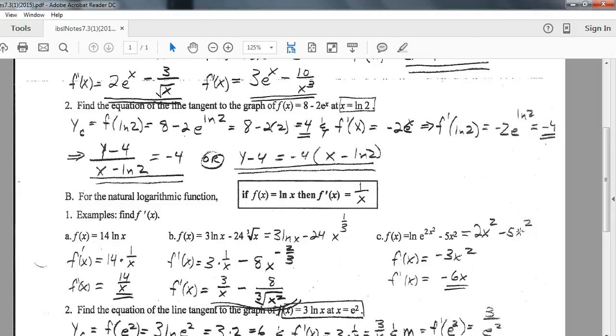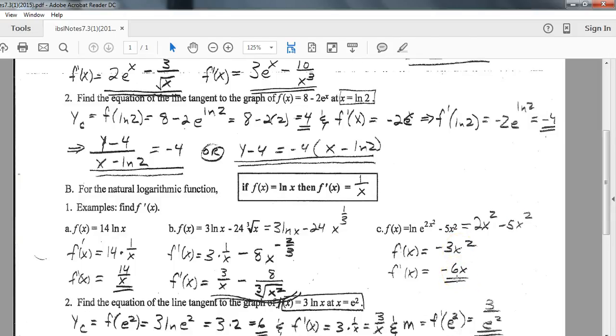Now that I've put things into a friendlier format, I can use the power rule to get a derivative. For this one, because these are both x squared, we could just combine like terms first, then do the power rule to get the derivative. That's probably the easiest approach on that one.